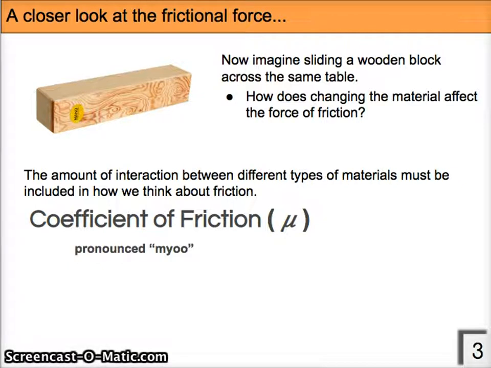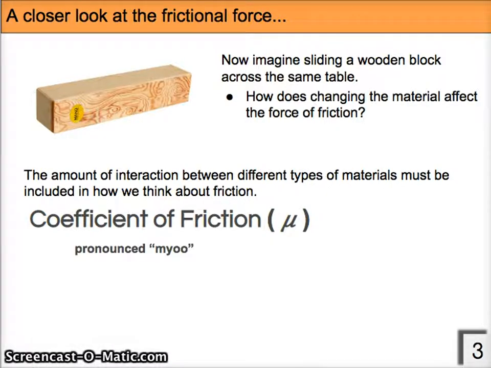And so what we'll use here is something called the coefficient of friction. It's a number that describes the interaction. So the greater the value of the coefficient of friction, the more interaction there is, the more sort of grip between the two materials. And the lower value of coefficient of friction, the more easily things slide past each other.